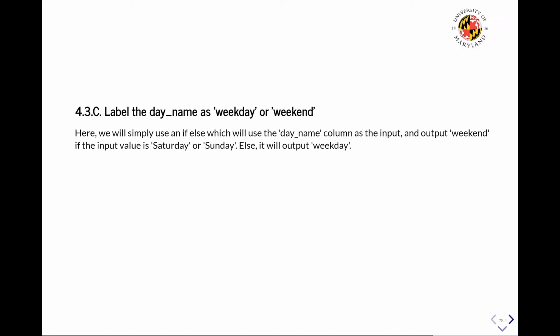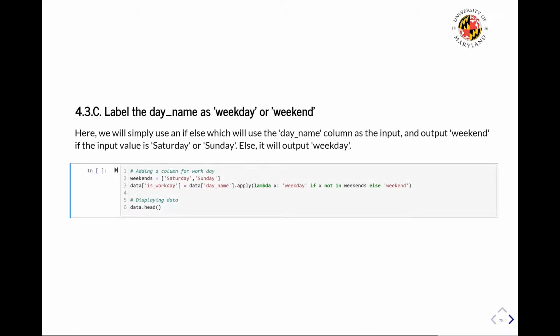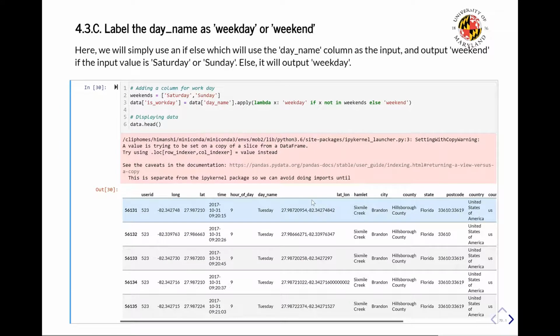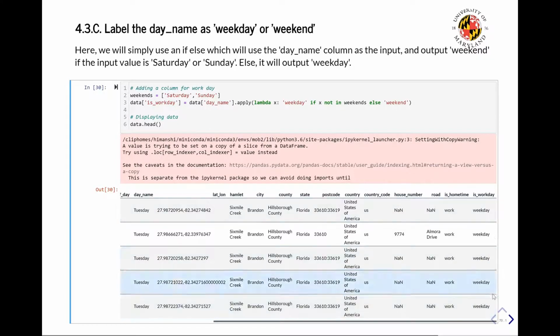Now, another assumption that we are taking moving forward is that the user is not at work on the weekends. So we will classify the day of the week as either weekday or weekend, depending on its value. So this is the weekend, Saturday and Sunday, and we'll check if the column is in this Saturday and Sunday, then we'll label it as weekend, otherwise we'll label it as weekday. So Tuesday is a weekday, so we have weekday here.